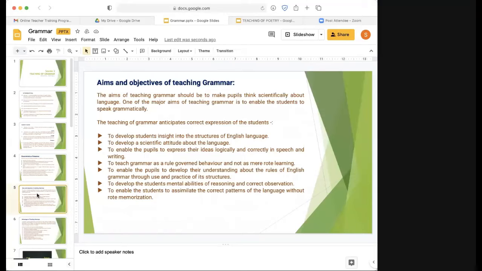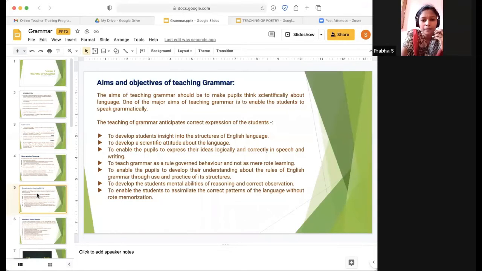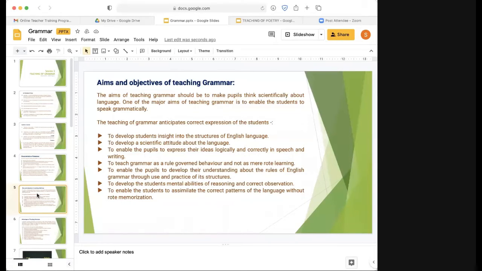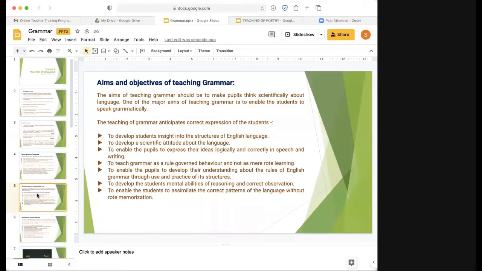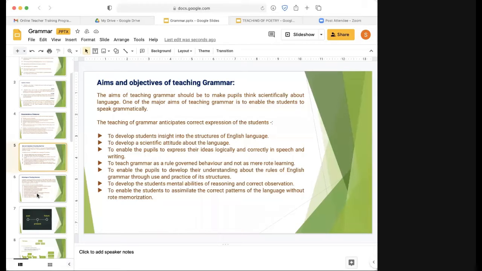Shall I read, ma'am? Yes, go on. The aims of teaching grammar should be to make pupils think scientifically about language. One of the major aims of teaching grammar is to enable the students to speak grammatically. The teaching of grammar anticipates correct expression of the students.